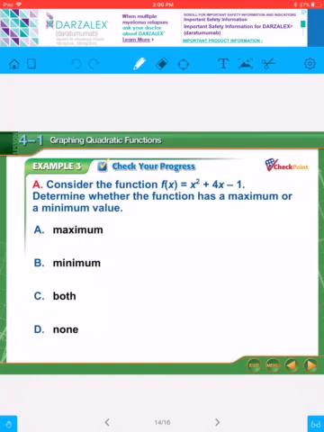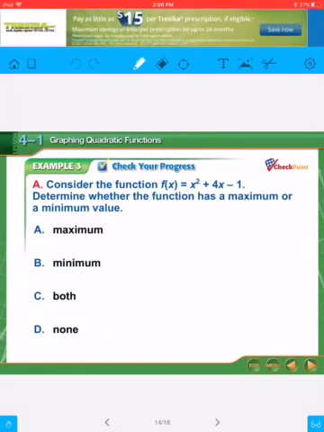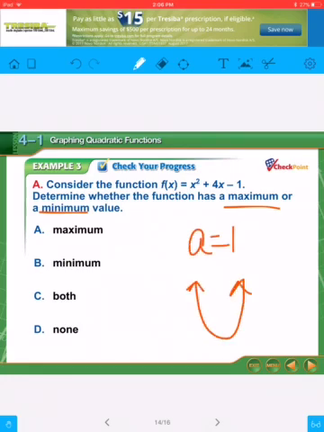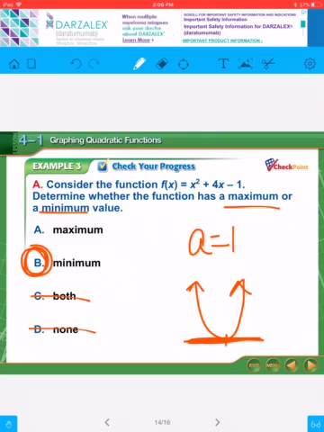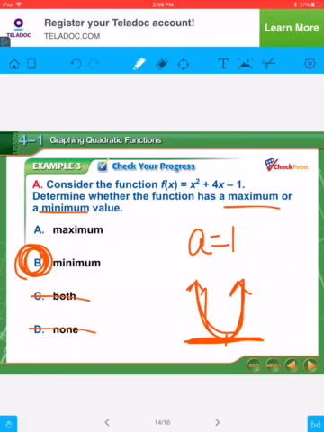Okay, so we have f of x equals x squared plus 4x minus 1. We're determining whether it has a minimum or a maximum. So we're not even asked what it is yet. We're just asked what's it going to have. So a is a positive 1, which means your graph is opening this direction, which means we're starting at that lowest y value right there. So that means we're going to have a minimum value. You can't have both. It's not going to be none. So we're going to have a minimum value since it's opening upward. The y of our vertex is the lowest point.